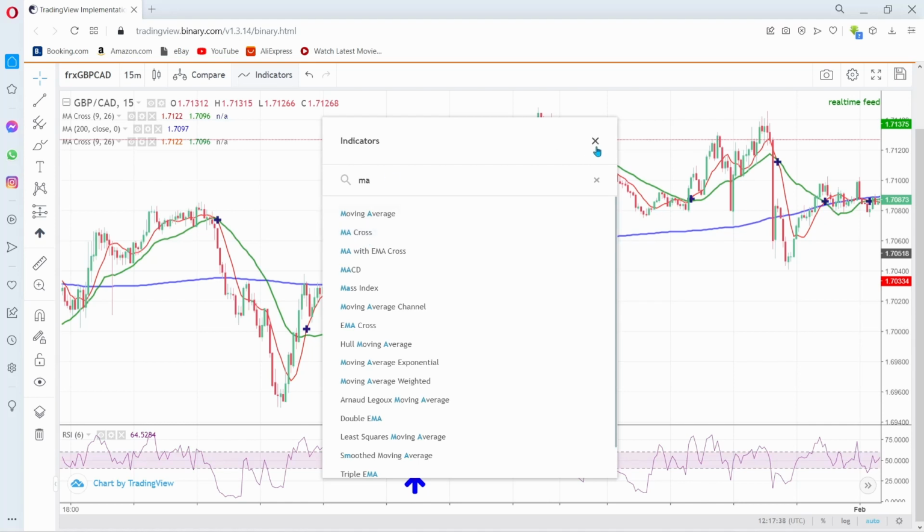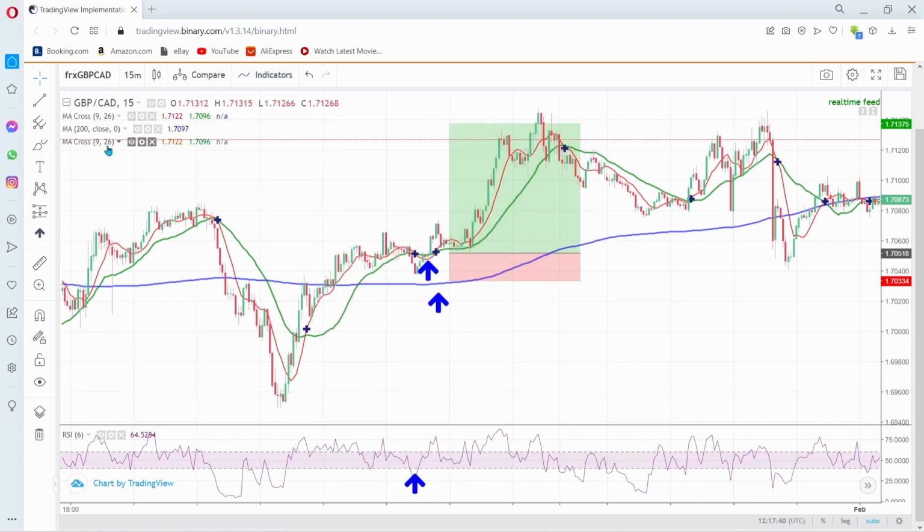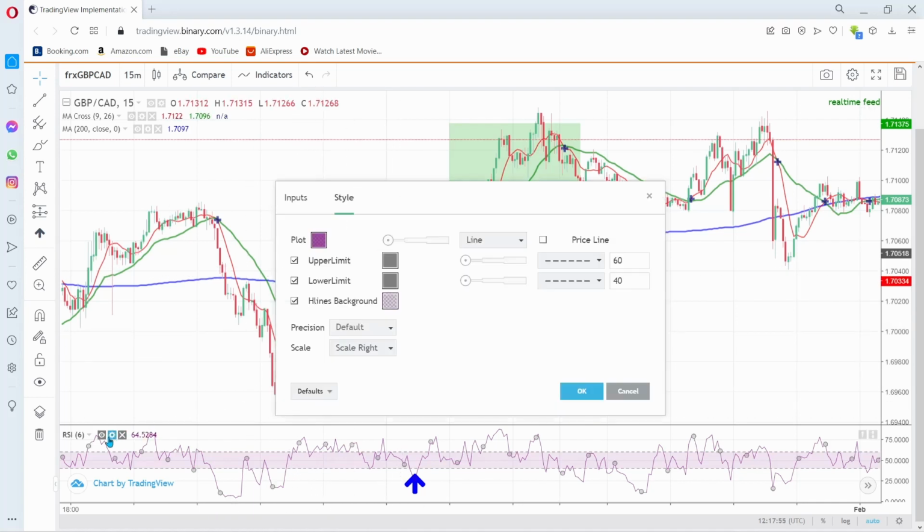After clicking it, you close it. As you can see, it has come over here, right on the top of this one. This one is MA cross. So we're going to delete this one. That's how you can get these indicators on TradingView. So after that, let me just go here to the relative strength index.